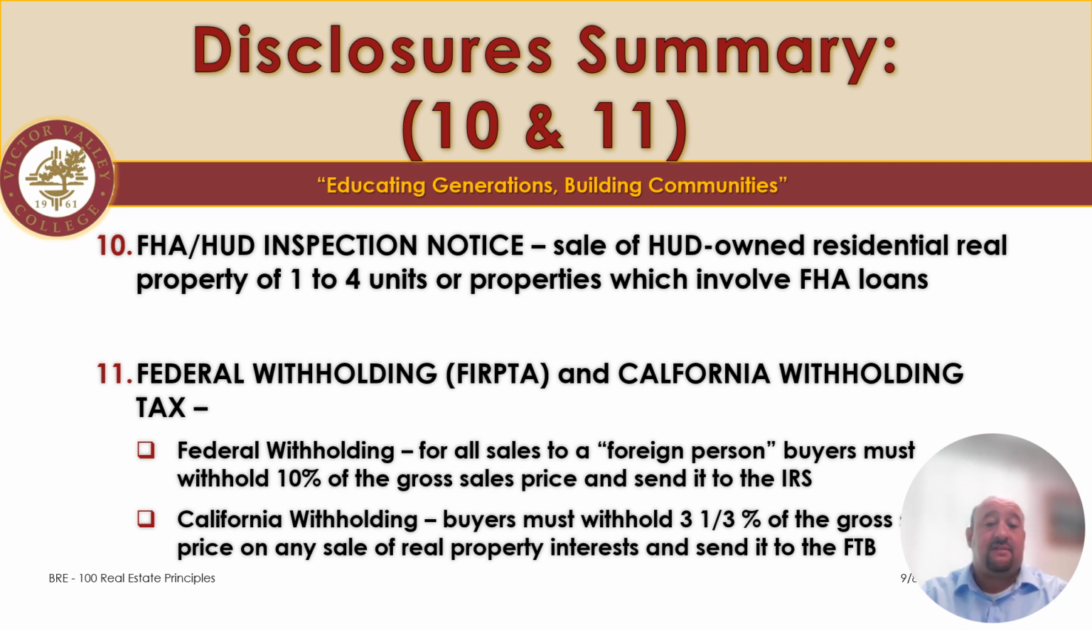FHA HUD inspection notice. So if a home is a HUD home being sold by HUD, it will have an inspection notice on it. Federal withholding and California withholding tax, it's called the FIRPTA. So there's certain withholding of sales for either foreign persons or people who do not qualify to be exempt from the California withholding, normally investors, for the 3 1/3% of the gross price. And then for foreign persons, it's 10% of the price to the IRS.